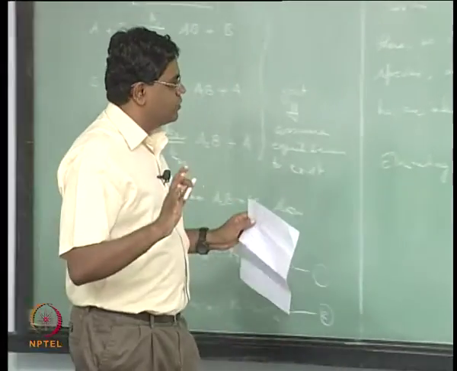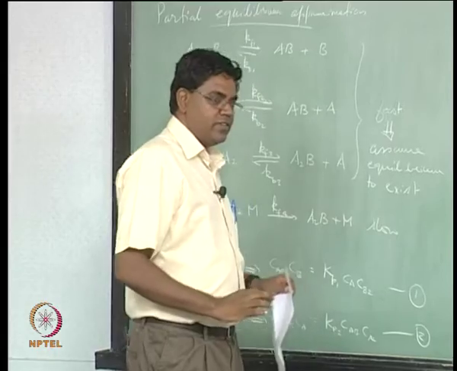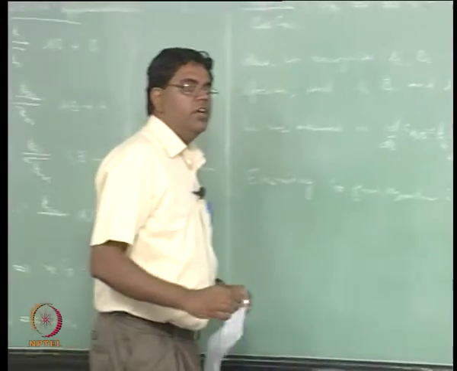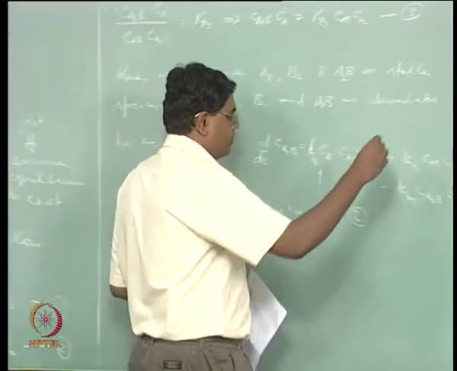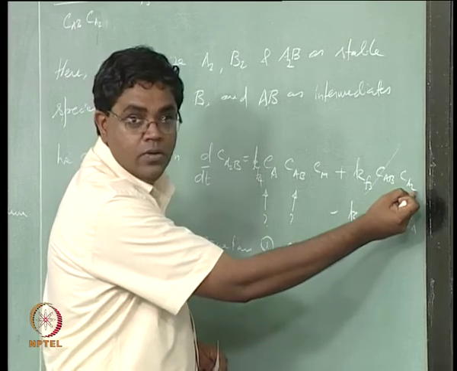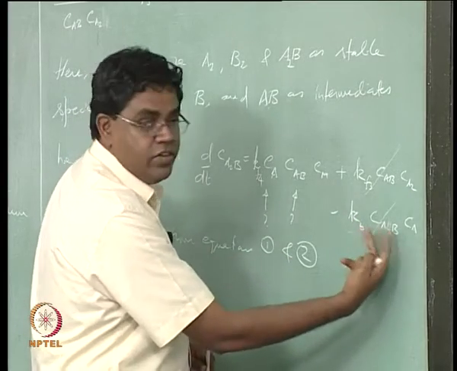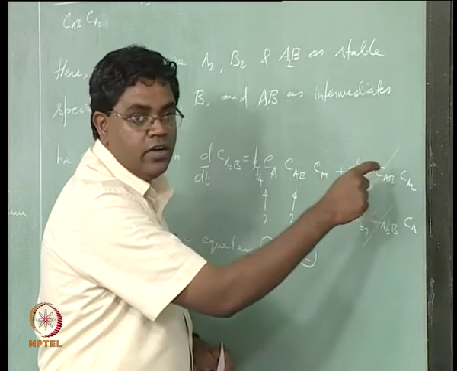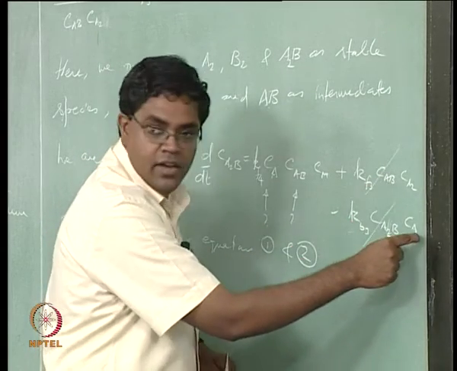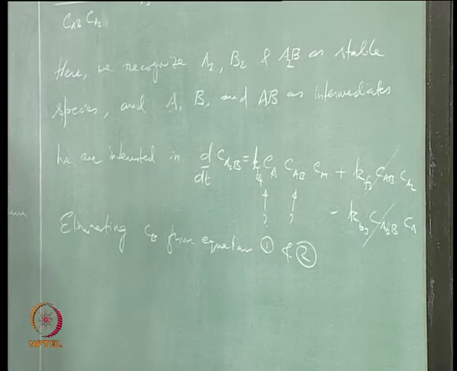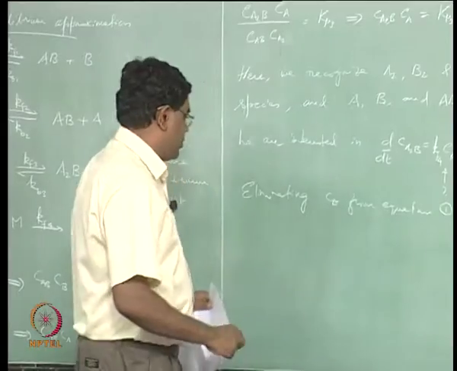So it's always good to go through the details. Therefore, we are stuck with only this. If this were not to be cancelled, then this is unknown, but this is to be treated as known, and this is to be treated as unknown, and this is unknown, and still we would be requiring the concentrations of AB and A to be expressed in terms of A2, B2, and A2B. This is the procedure that we are looking for.